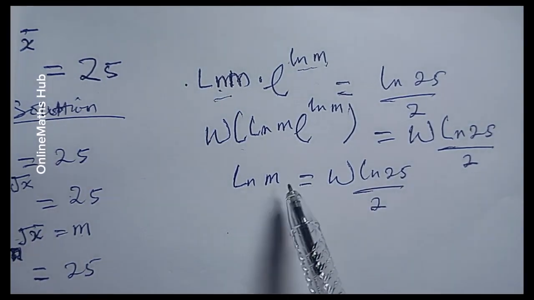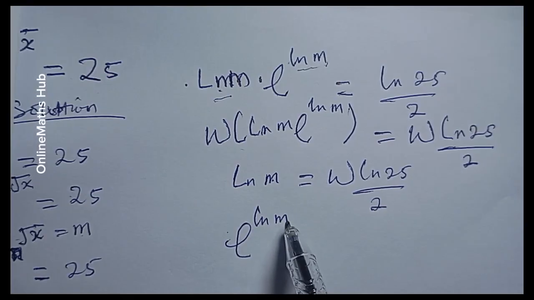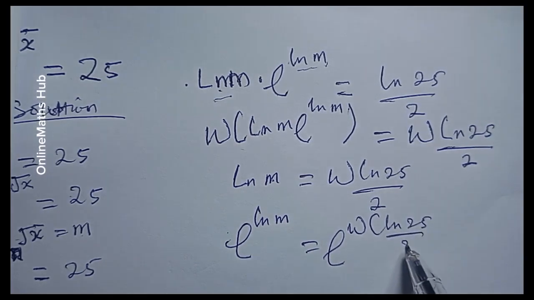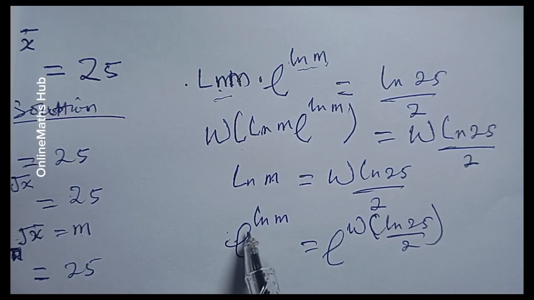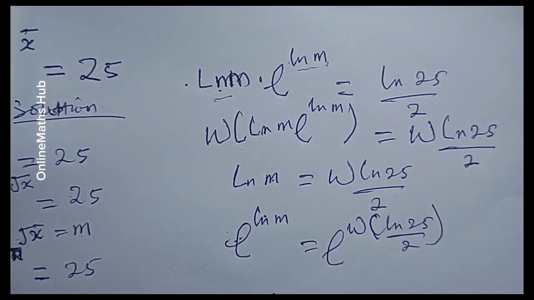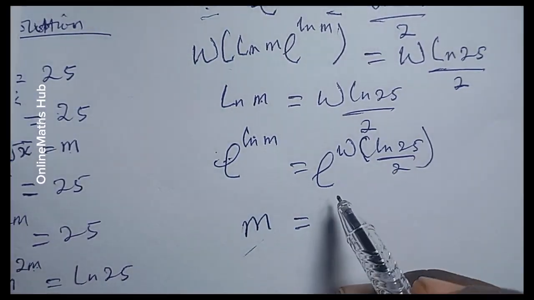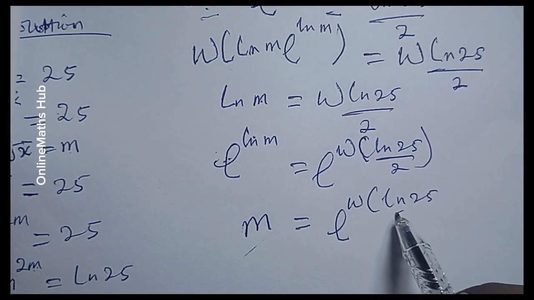Of course, for me to get this m right here, I'm going to take the exponential of both sides. So I'm going to have exponential of natural log of m is equal to the exponential of Lambert W function of natural log of 25 divided by 2. At this point, exponential of natural log is equal to 1, and 1 times m will be equal to m. So m is now equal to exponential of Lambert W function of natural log of 25 divided by 2.